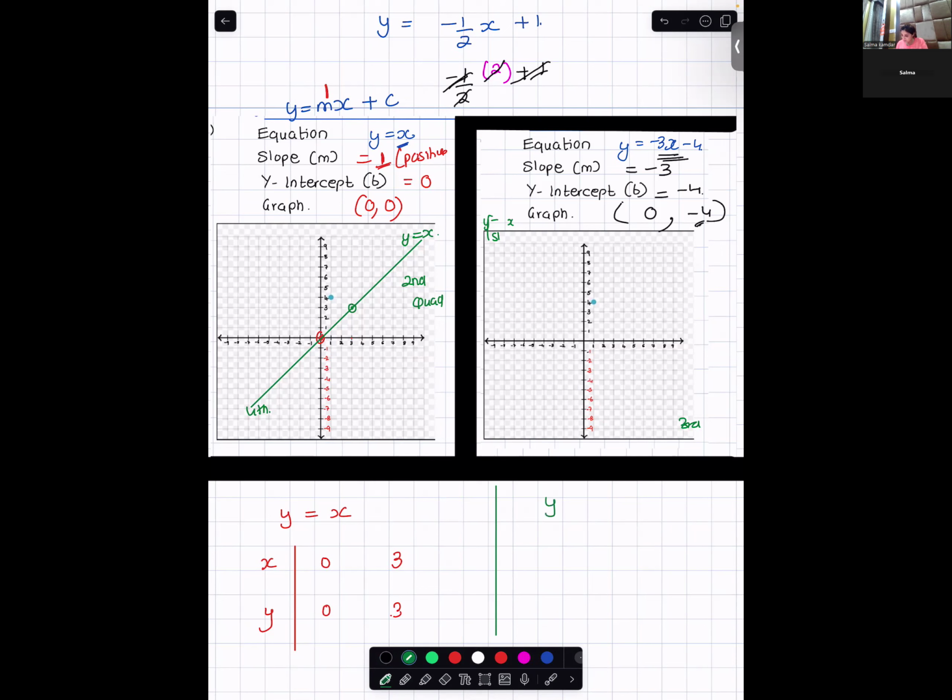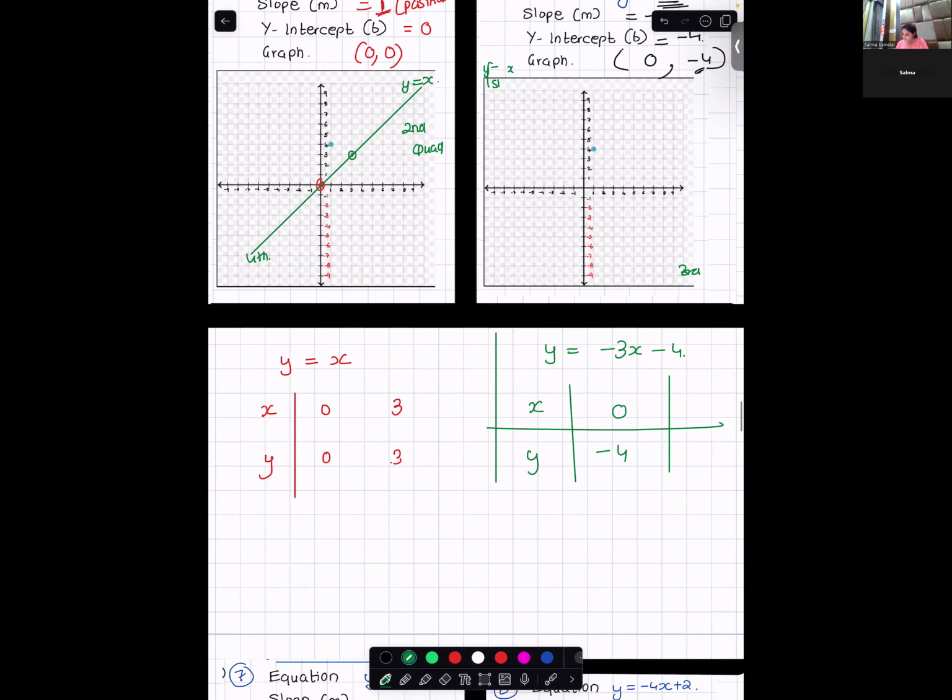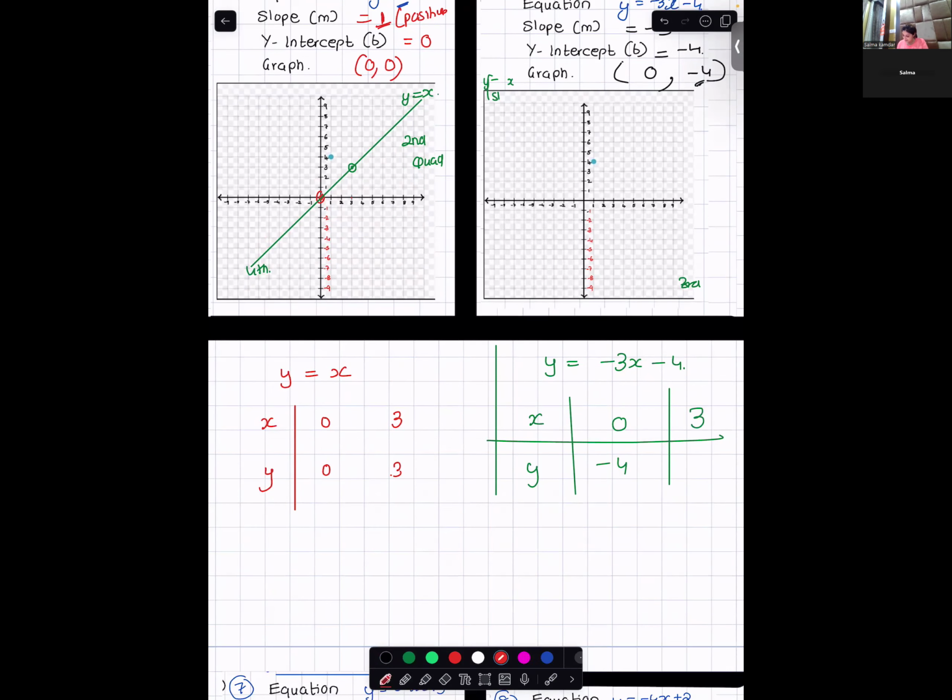So the equation is y is equal to minus 3x minus 4. X coordinate and y coordinate. When x is 0, y is minus 4. Now you can take any value for x. You can take x is 3. So when x is 3, y will be how much? Minus 3, in place of x, I will put 3, minus 4. So 3 3s are 9, minus 9, minus 4. So this would be minus 13.